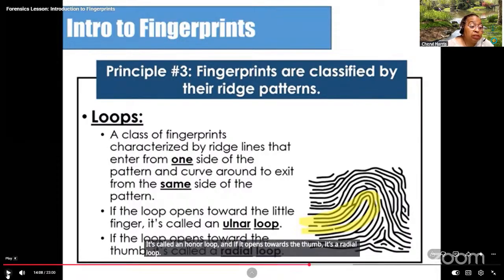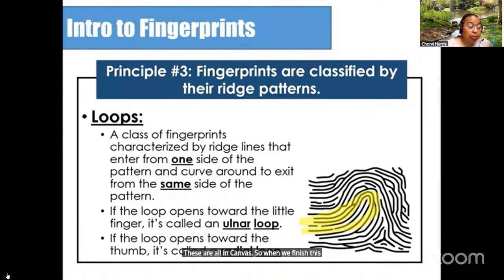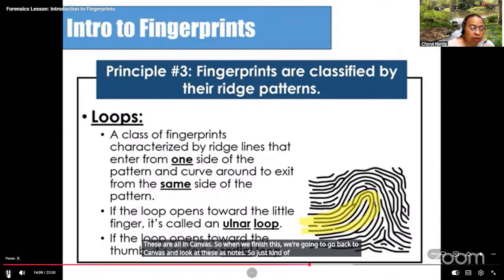These are all in Canvas. So when we finish this, we're going to go back to Canvas and look at these as notes. So just kind of listen right now.